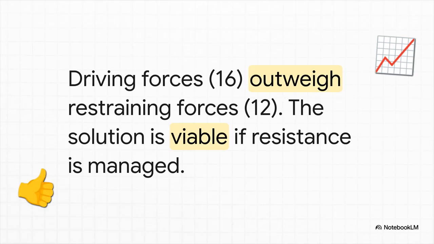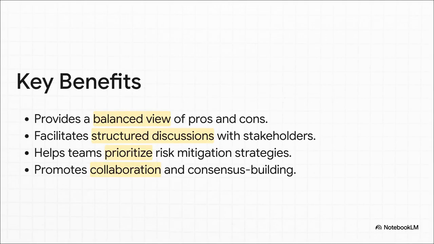But the analysis also gives us a huge, flashing warning sign. Those high-scoring restraining forces, that employee resistance and the lack of expertise, they have to be managed. If they're ignored, they could absolutely derail the whole thing. You see the benefits here, right? They're huge. This whole process forces you to be objective. It pinpoints the exact obstacles you need to tackle. And it gets your whole team on the same page, focused on where to spend your limited time and energy.